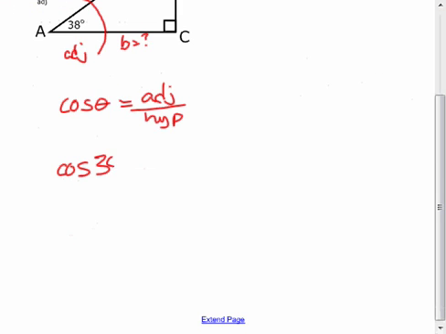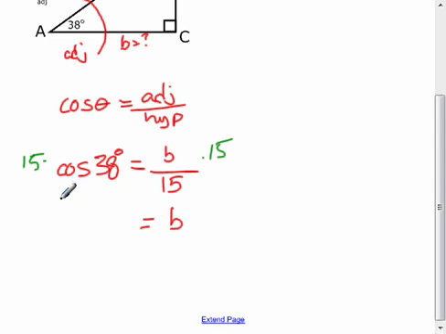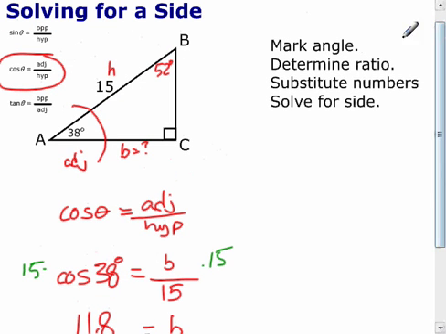So the cosine of 38 degrees is equal to the adjacent side, which we don't know, but we've called side B, over the hypotenuse, which was 15. To solve then for B, I'm dividing this side by 15, so I'll multiply this side by 15, multiply that side by 15, leaving me with B, which is what I'm looking for, on the right hand side. And then I simply go 15 times the cos of 38 degrees, and that gives me approximately 11.8 units, centimeters, meters, whatever the question might have. So that's how I can solve for a side.